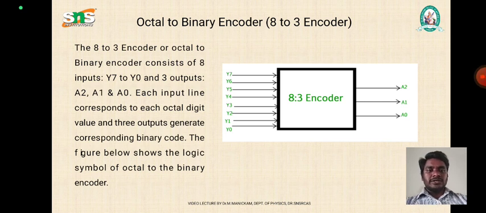The figure on the right-hand side shows the symbol of the octal to binary encoder. See this, starting from Y0 to Y7, those are the inputs. The 8:3 encoder is there, and the outputs will be A0, A1 and A2.